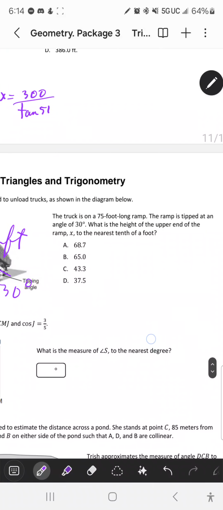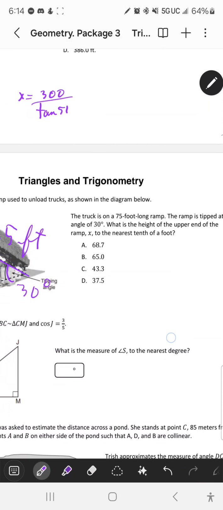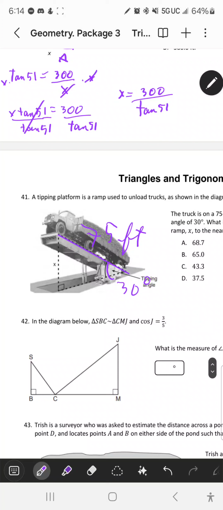Now, what is the height of the upper end of the ramp? X, which is already labeled. We want to find X. Now I have an angle, I have the opposite side, and I have the long one. And the long one is the hypotenuse, the one opposite to the 90 degrees angle, to the little box. So I have opposite and hypotenuse.